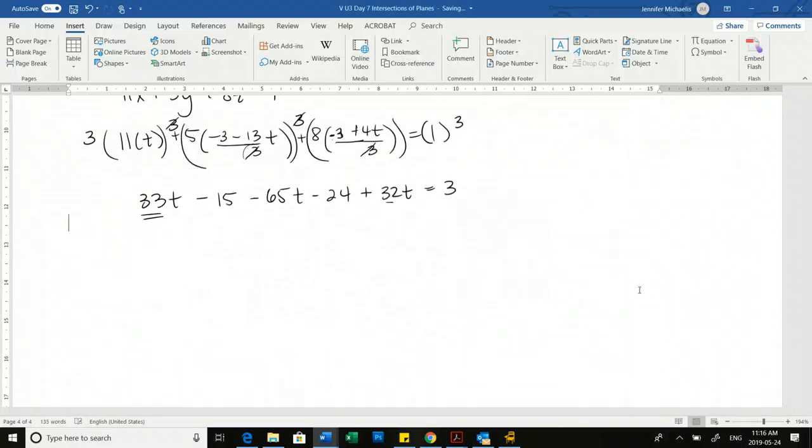So I'm already seeing here that my t's are canceling. So I've got 0t. You don't need to put 0t. You can just leave it as nothing, like it's gone now. And now I'm getting -39 equals 3. Does this make sense? No. So what does this tell me about whether this final line of intersection intersects or not with the third plane? Is this line on the third plane? No. Okay, so therefore we have 0 intersections.